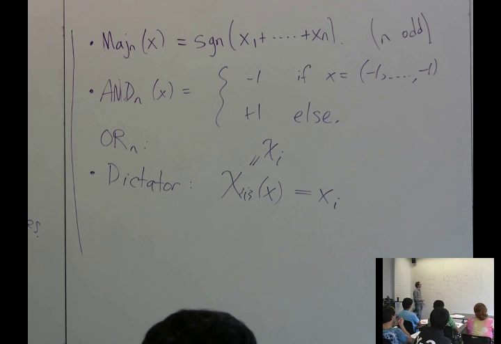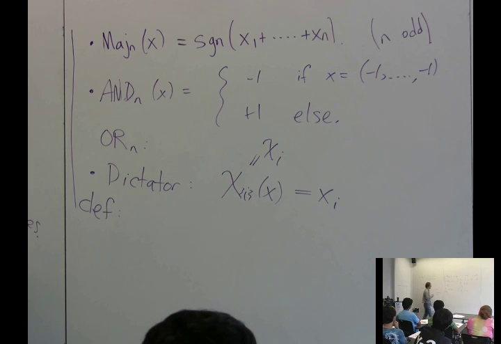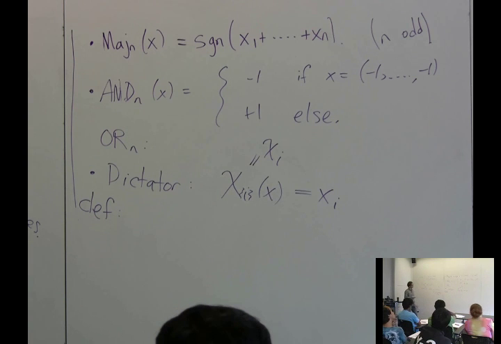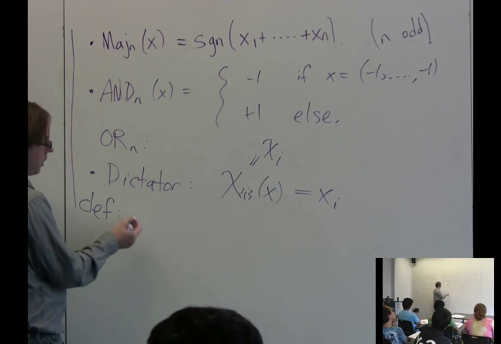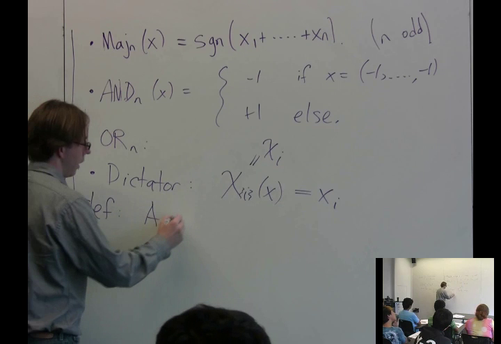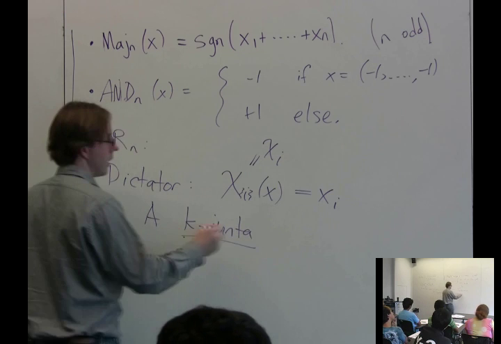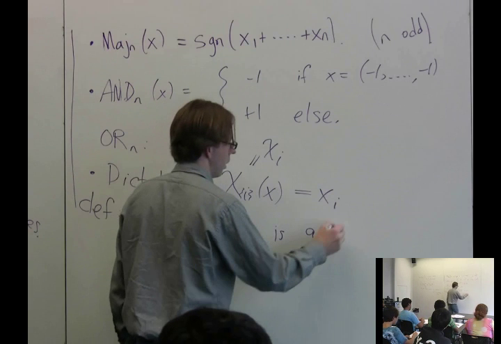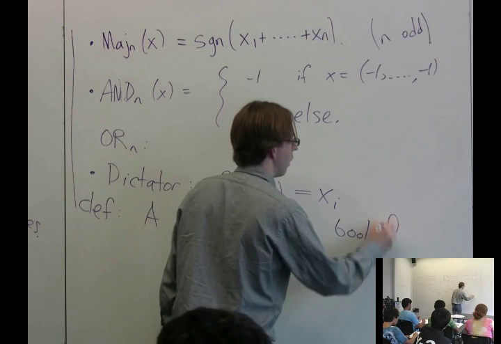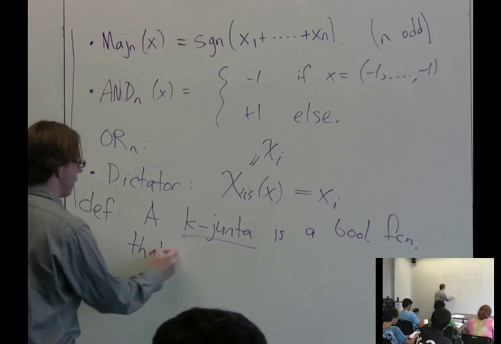Along the lines of rather disappointingly unfair election schemes, let me give you another important function that has a kind of melodramatic name, but it's a very important concept in analysis of Boolean functions. We say that a K-junta is a Boolean function that depends on at most k of the input coordinates.